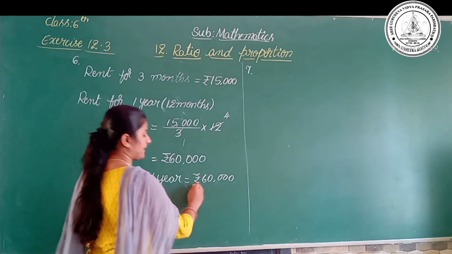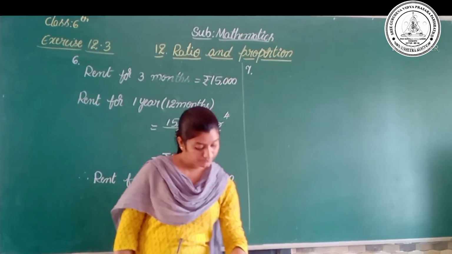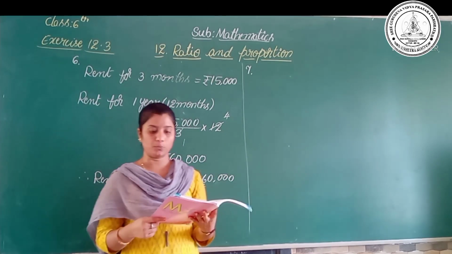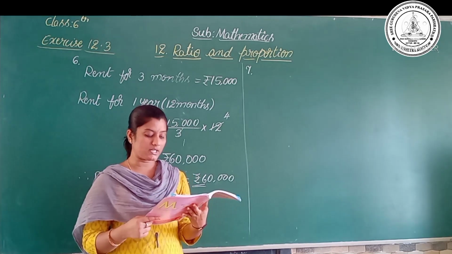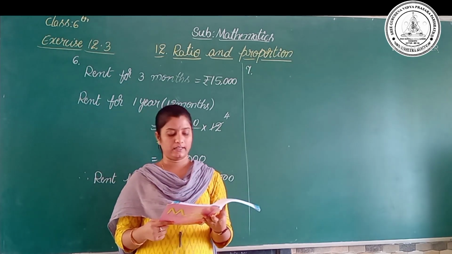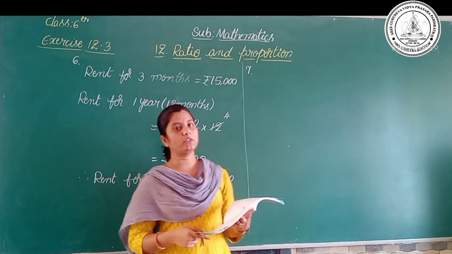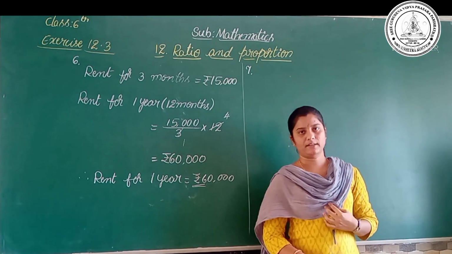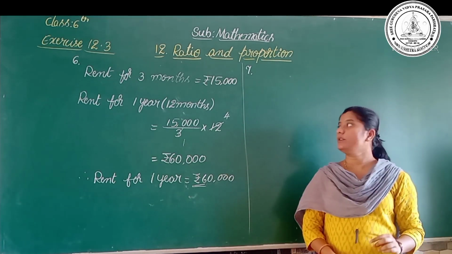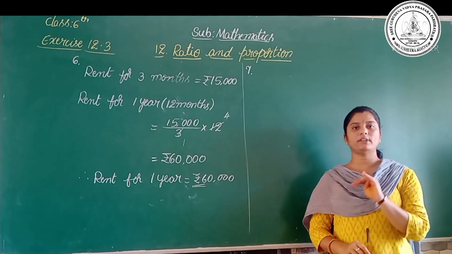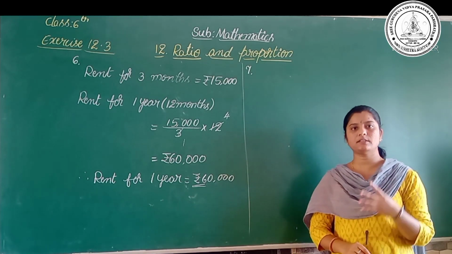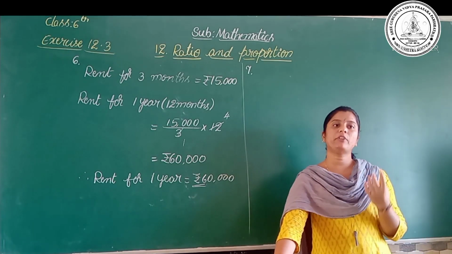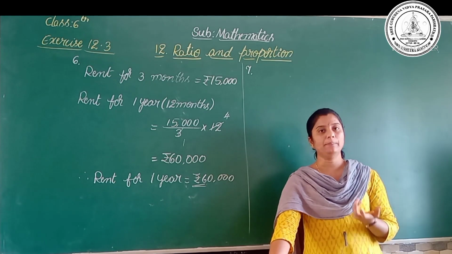Then let's go to the 7th question. What is the 7th question here? The cost of 4 dozen bananas is 180 rupees. How many bananas can be purchased for rupees 90? Here they are given the cost of 4 dozen bananas. We know that 1 dozen bananas is equal to 12 bananas, right? So 4 dozen bananas means 48 bananas. And here there is 90 rupees.